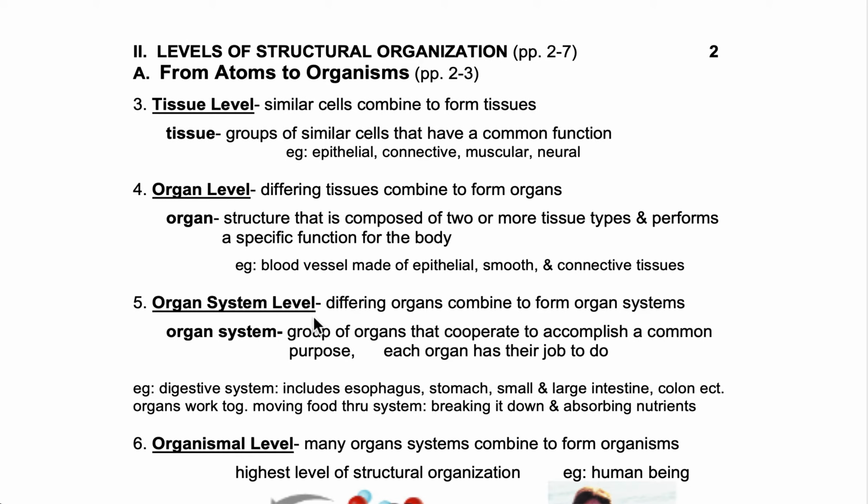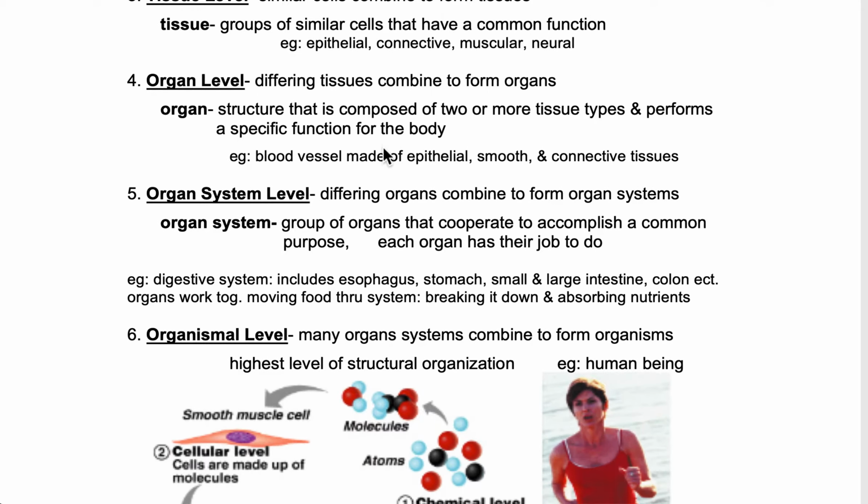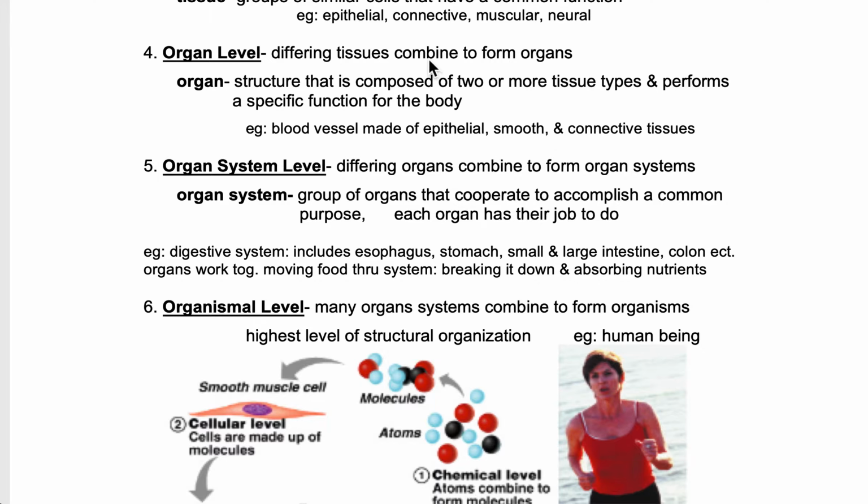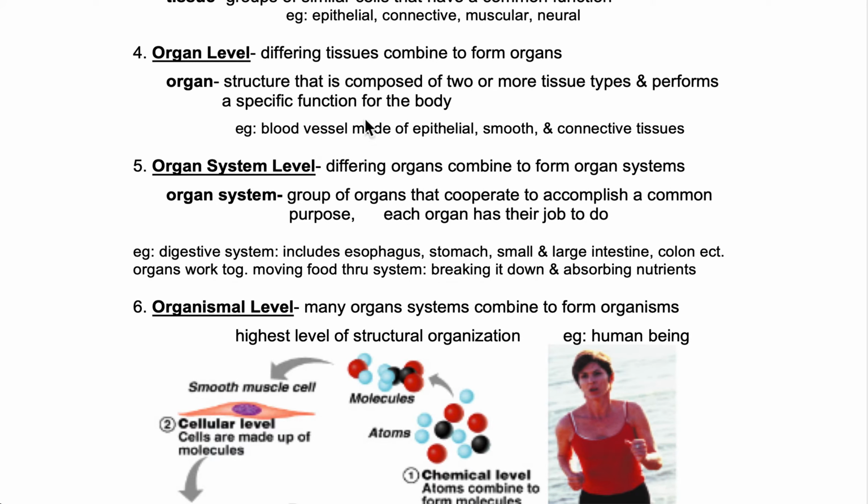Moving on, continuing with our structural organization, moving from small to large to the organism, you start to see that tissues are groups of similar cells that have a common function. And when you put these tissues together, they combine to form organs. An organ itself has 2 or more tissue types in it and performs a specific function for the whole body. The example here: a blood vessel may have epithelial tissue, smooth muscle tissue, and connective tissue.